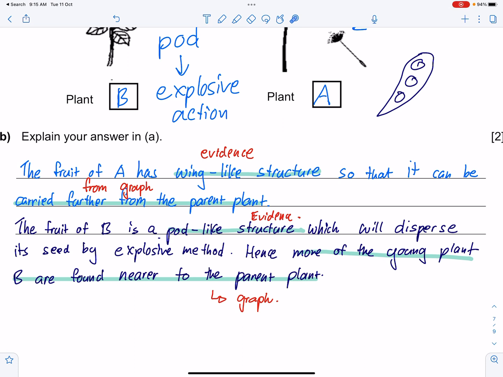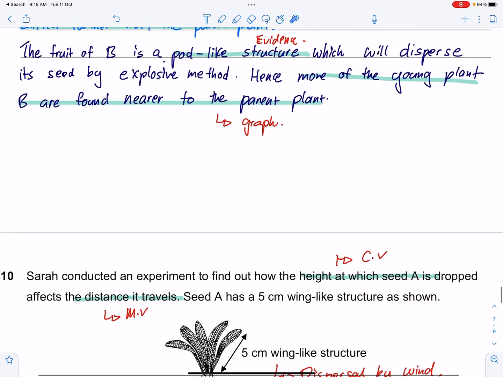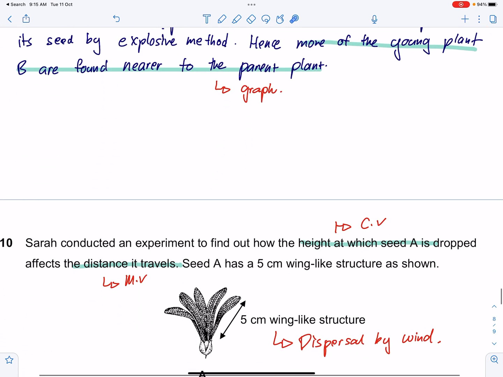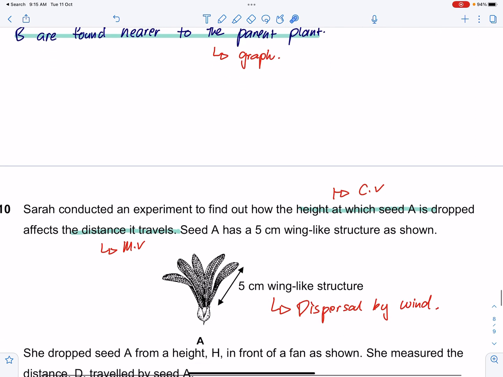Alright, so when we look at the next question, okay, Sarah conducted an experiment. Once again, it's an experiment, which means that you can use your experimental answering techniques to find out how the height at which CA is dropped affects the distance it travels. Okay, so you are changing the height, so this is your change variable. And then after that, this is your measured variable.